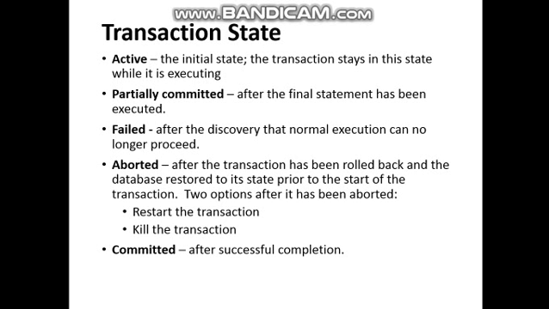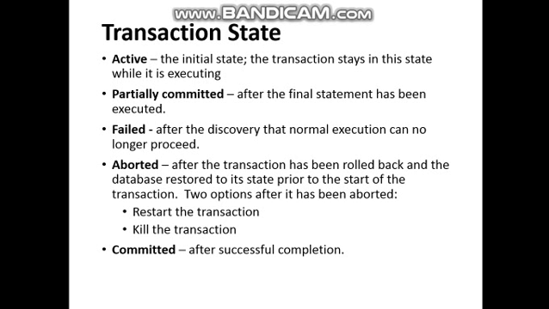The next state is failed. After the discovery that normal execution can no longer proceed, or any other kind of system failure, or the resources have not been allocated, or any kind of errors are there in the transaction, this state indicates that the transaction has failed. And then aborted. After the transaction has been rolled back and the database restored to its state prior to the start of the transaction, this state is the aborted state.